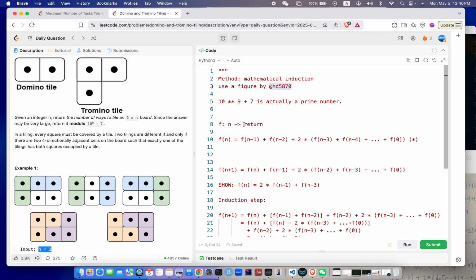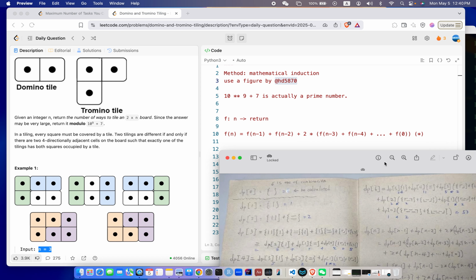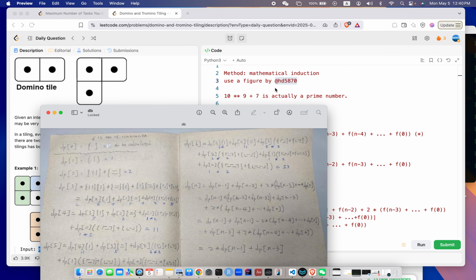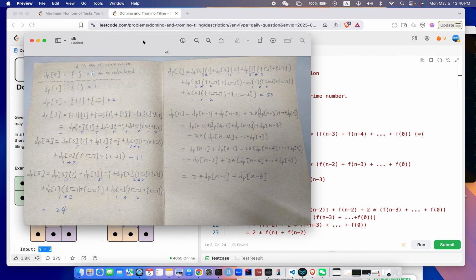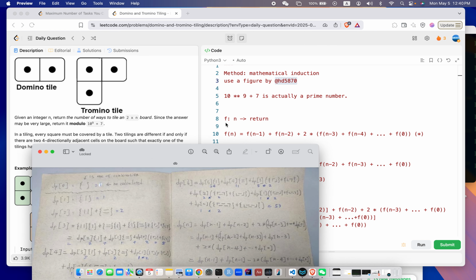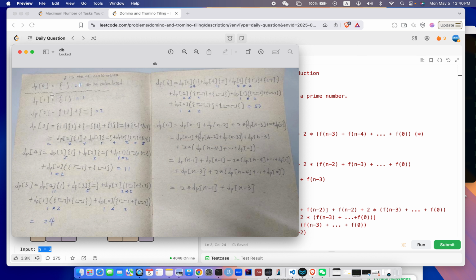Next, we want to derive a recursive formula using mathematical induction. Here I'm going to use some drawing by this user, HD5870. We consider n and the number of configurations. Here dp corresponds to the f, and just for convenience, you can understand it as a function relationship, right? So if n is 0, in this problem n is greater than or equal to 1, but we want to have this because there's no configuration, or you can just assume it to be 1.